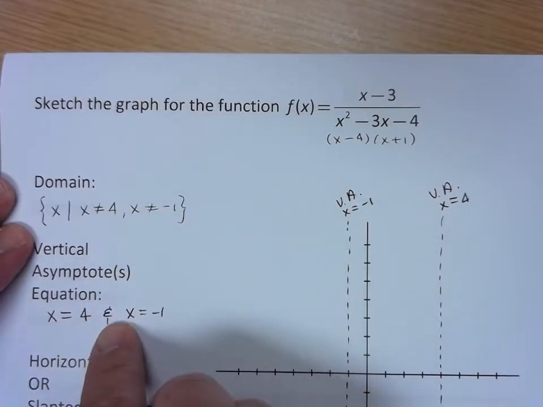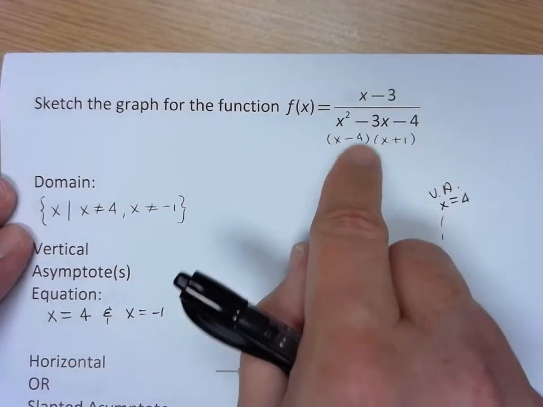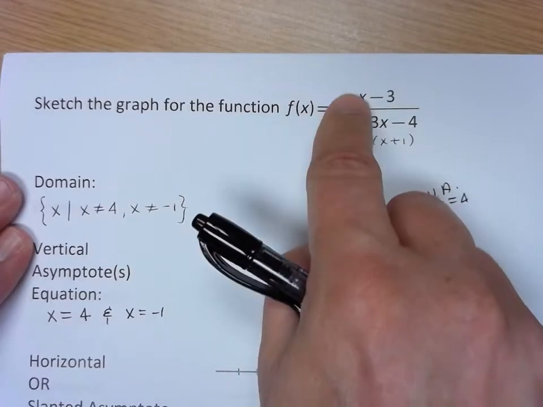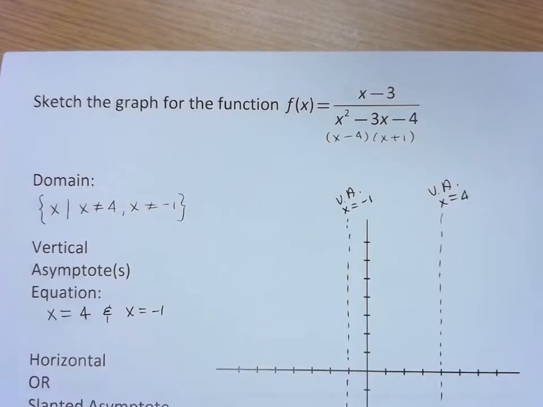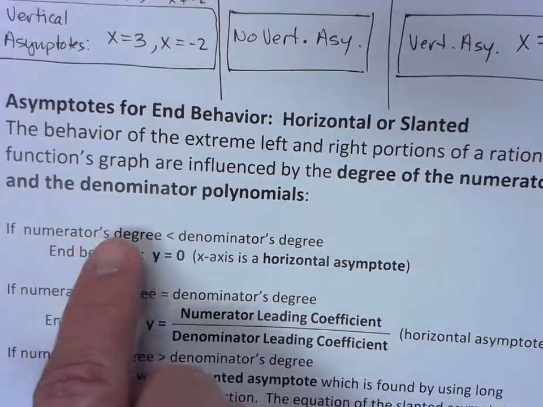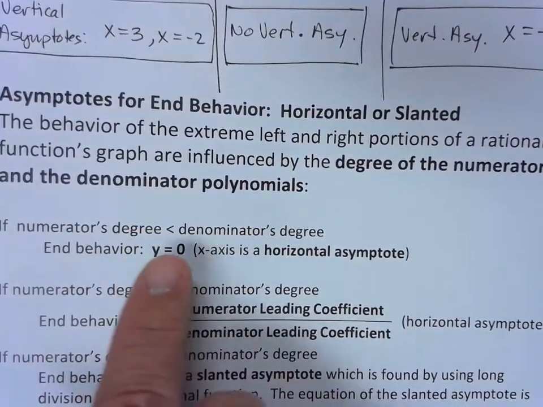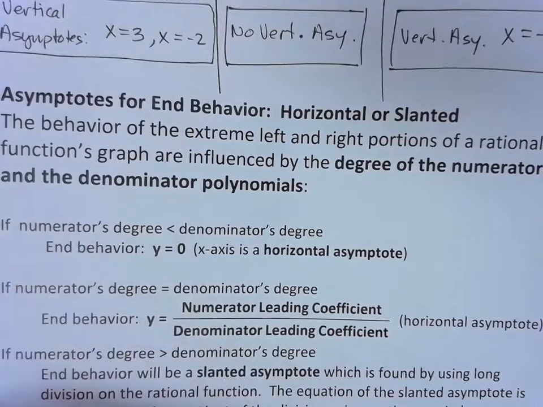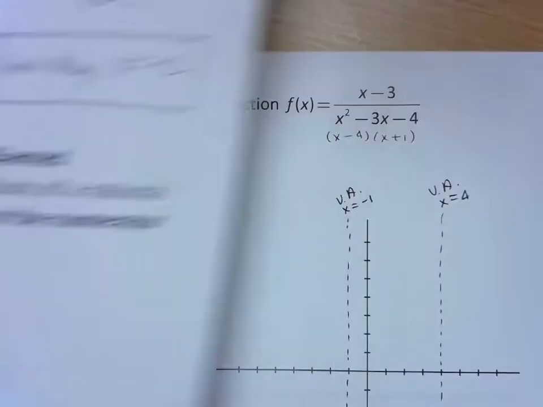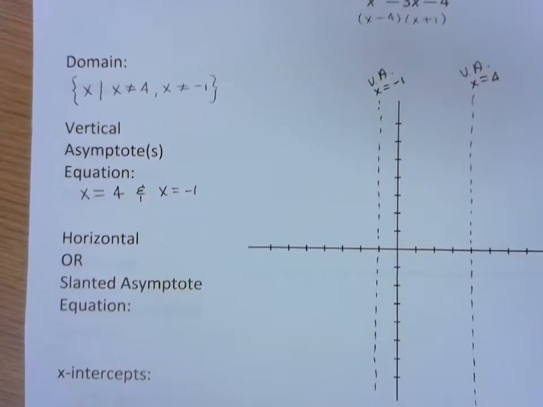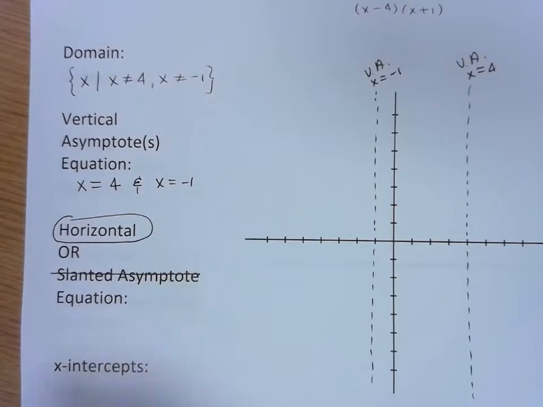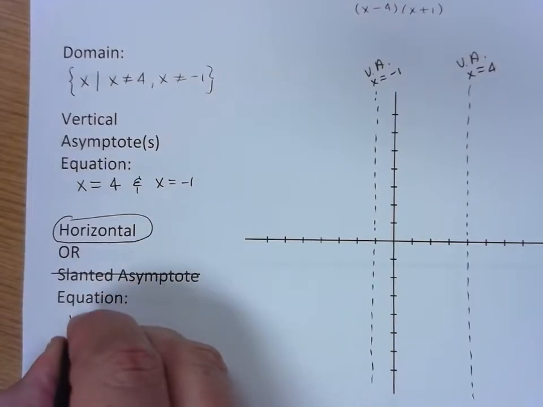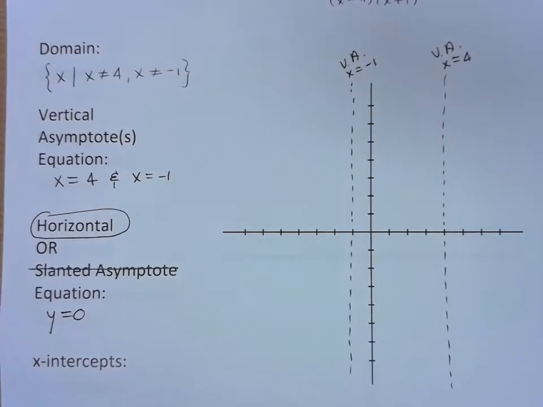Now, horizontal or slanted end behavior, that's where you have to look at the degree of the top and the bottom. The degree of the numerator is 1. The degree of the denominator is 2. So, referring back to the very handy end behavior chart, if the top degree is less than the bottom degree, then y equals 0 will be your end behavior asymptote. In this case, a horizontal asymptote at the x-axis. So, this will be horizontal, not slanted, and the equation will be y equals 0. It'll be the x-axis itself.